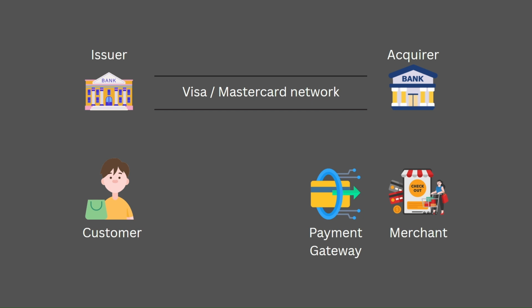So when you pay via a Visa card, the payment gateway will use the Visa network, and in the same way when a customer uses a MasterCard, then the payment gateway of the merchant will use the MasterCard network, and all the payment related data will travel on the corresponding network. It depends on the card whether it is Visa or MasterCard.